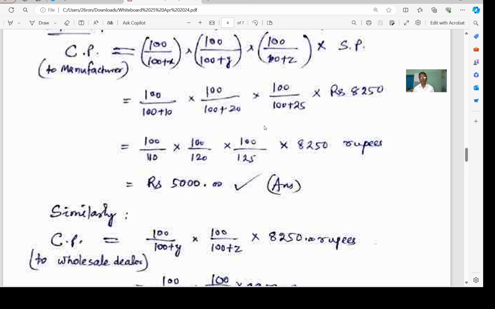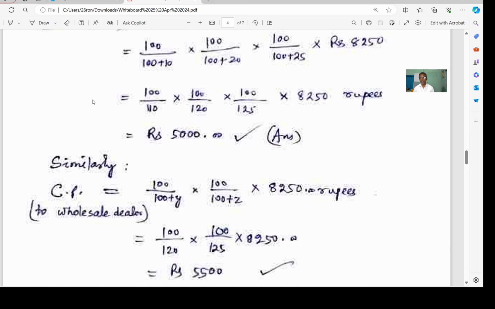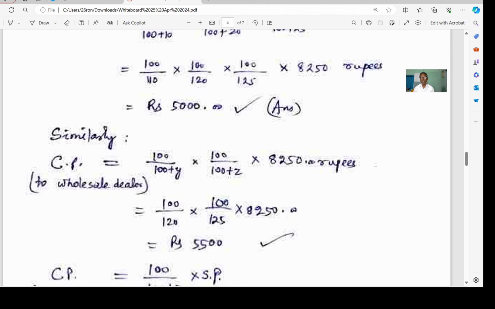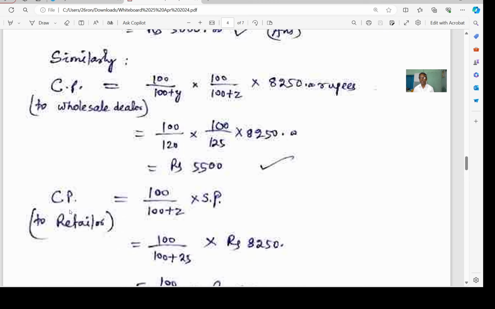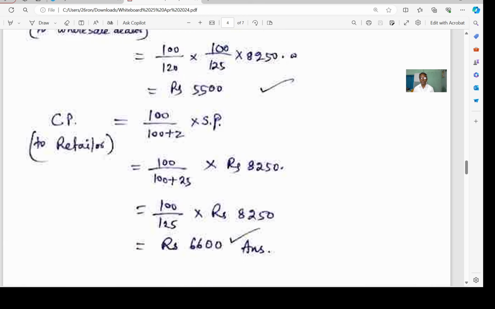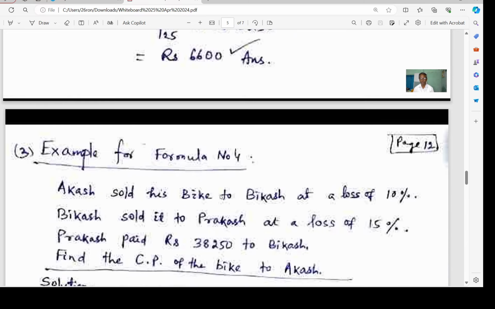So directly you can obtain the manufacturing cost of the goods by using this formula. Similarly, we can obtain cost price to the wholesaler by using another formula: 100/(100+y) into 100/(100+z) into sale price. This will be equal to rupees 5,500. Similarly, cost price to the retailer is equal to 100/(100+z) into SP. This is equal to 100/(100+25) into 8,250 and this will be equal to 6,600 rupees.